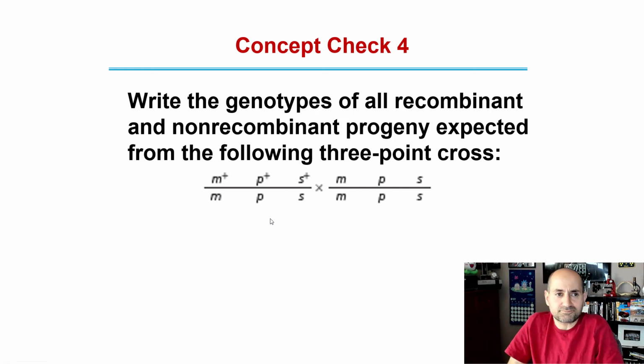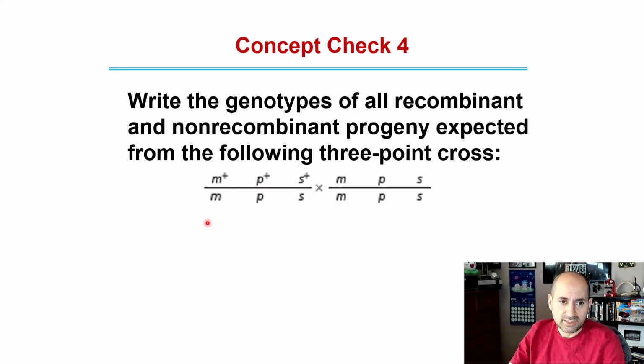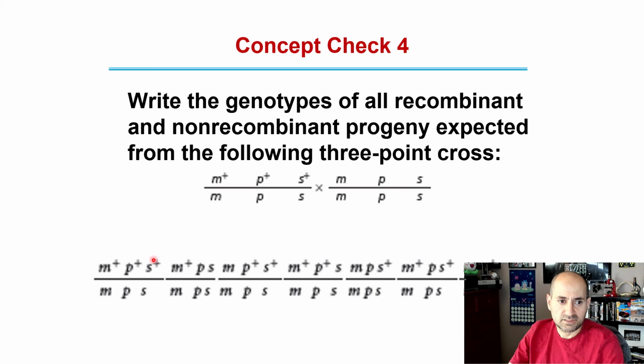Concept check time. Write the genotypes of all the recombinant and non-recombinant progeny expected from the following 3-point cross, which is very similar to the example we were just covering. This is your heterozygote parent. Here's your true breeder homozygous recessive parent. There's not really any recombination that can happen in this parent, so we're looking only at the other parent. You could have no recombination. No recombination would be M plus, P plus, S plus, and the other non-recombinant event would be MPS, MPS.